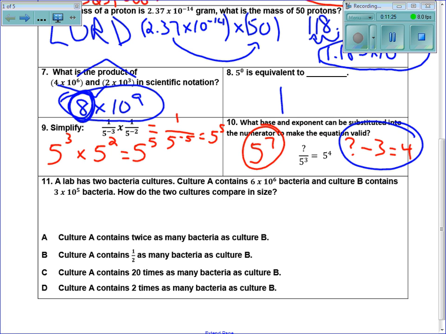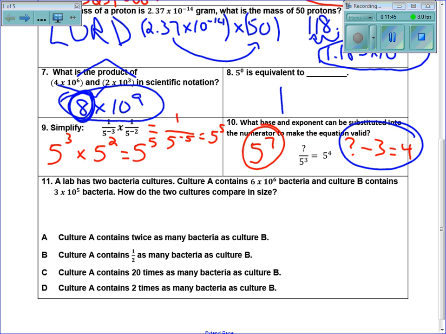Number 11, a lab has 2 bacteria cultures. Culture A is 6 times 10 to the 6th, and culture B is 3 times 10 to the 5th. How do the 2 cultures compare? Right away I look and I see 6 divided by 3 and it says 2. So right away I'm thinking it's twice as many, but it's not. You have to be careful with those exponents.